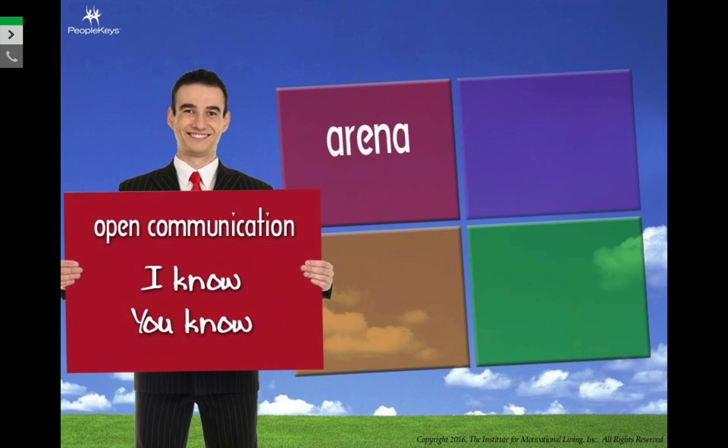The first is the arena, and the arena is open communication. It says, I know and you know. So the arena is like things about you that you're okay with people knowing, and they just know it already. They've been to your Facebook and seen something about you. They know you're a realtor. I know this and you know this. That's the arena, open communication.